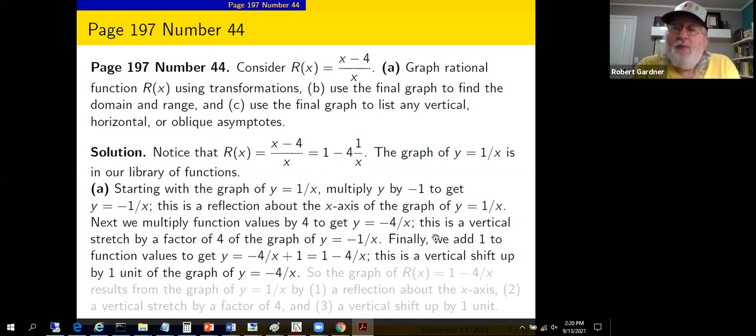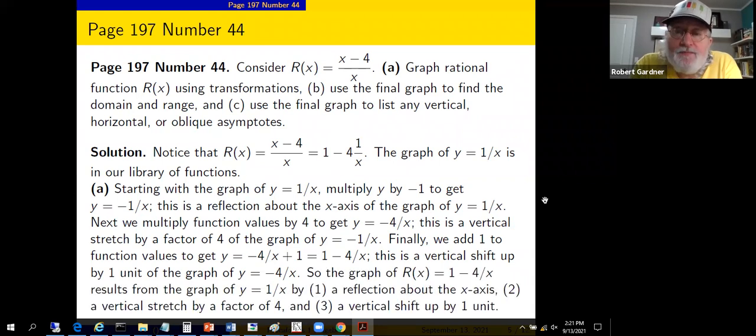We're multiplying function values by 4. This corresponds to a vertical stretch by a factor of 4. I never like the stretches. They're hard to illustrate in terms of the graphs, but we'll draw some pictures of the stretching. Finally, we're missing the 1. So we'll add 1 to this. Add 1 to all function values to get -4 over x plus 1, or equivalently 1 minus 4 over x, and that's the r of x function. Adding 1 to function values is a vertical shift up by 1 unit of the previous graph.